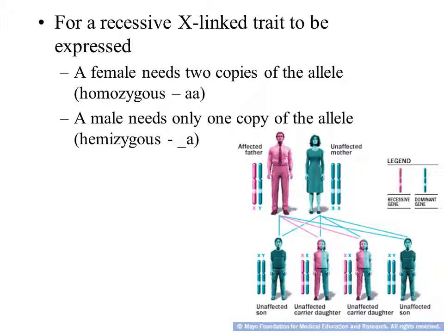For a recessive X-linked trait to be expressed, the female needs 2 copies of the allele. And the allele is going to be homozygous recessive, small a. But for the male, he only needs 1 copy. So we're going to create a new term, and it is hemizygous. So he is hemizygous, and he will express the trait.